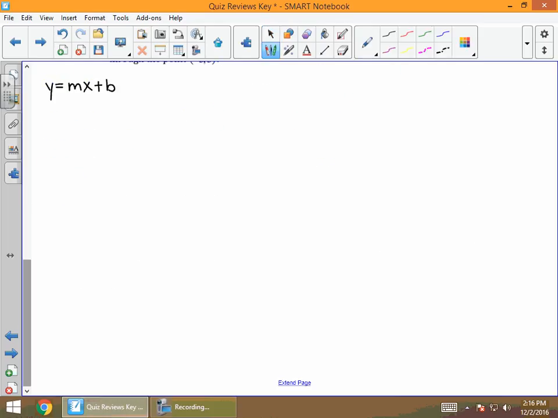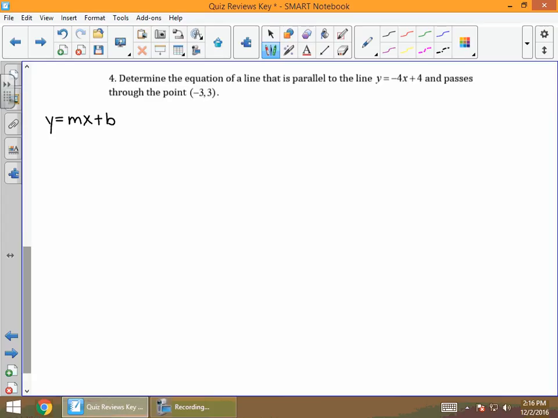And the last one on this page is number 4. Determine the equation, still y equals mx plus b. This time it has to be parallel. That means I know the slope has to be the same. So looking at the given line, y equals negative 4x plus 4, that slope is negative 4. So this slope is negative 4.